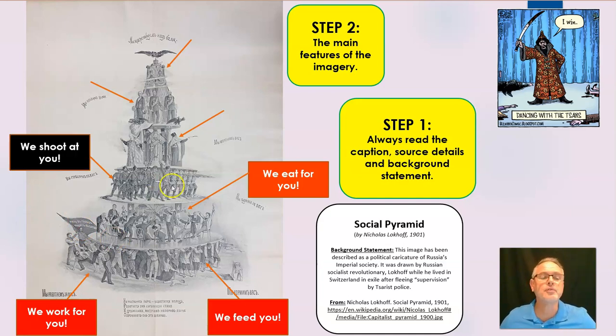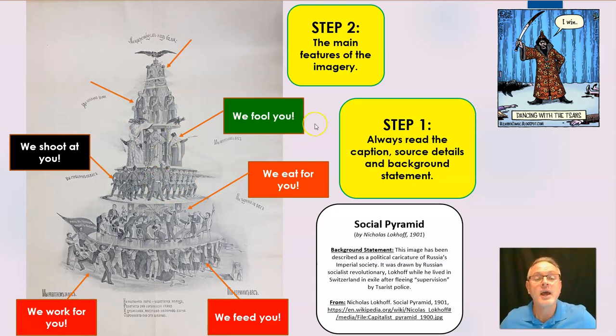The next level up, two different groups of soldiers. We shoot at you. We've got our Cossacks, known to be loyal to the Tsar, very well known in their high boots and fur hats, and our Russian army, slightly different uniforms and their commanders with them. We shoot at you. Then we have our Russian Orthodox priests, and the labeling of what they're saying is we fool you. That religion is a lie, according to a socialist revolutionary such as Nicholas Lokov.